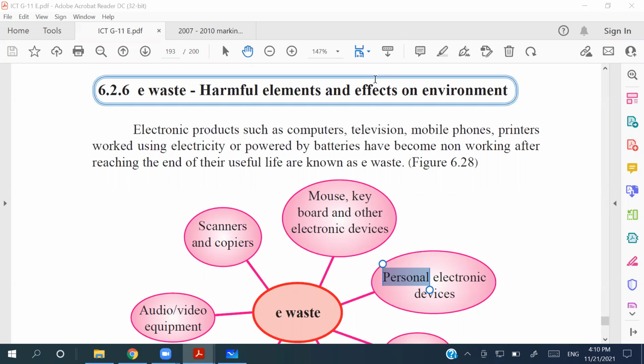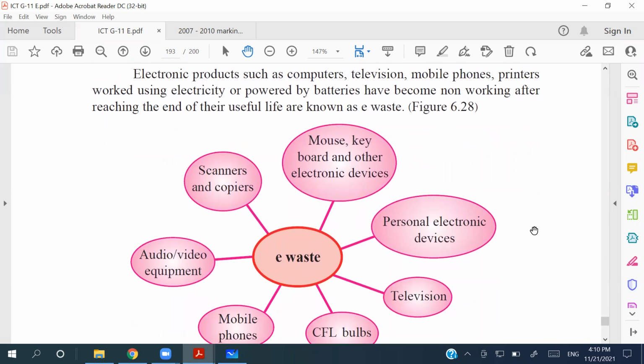Okay, so here we are going to talk about the latter part of the last lesson. So the e-waste and the harmful elements and effects on the environment, right? The first thing you have to understand is what is e-waste, right? E-waste stands for electronic waste. It is because people are giving up electronic things due to some damages. Sometimes they are outdated. Sometimes they are not properly working, right? So anyway, they dump all those things.